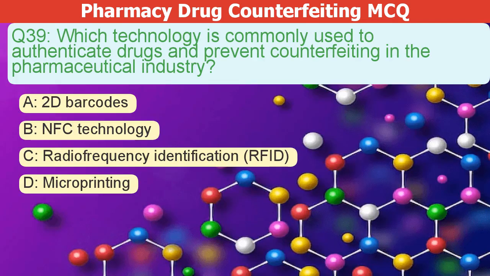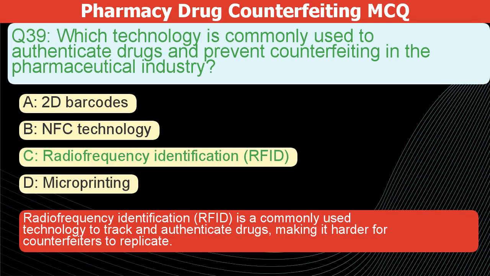Which technology is commonly used to authenticate drugs and prevent counterfeiting in the pharmaceutical industry? A. 2D barcodes. B. NFC technology. C. Radiofrequency identification, or RFID. D. Microprinting. The correct answer is C. Radiofrequency identification, or RFID, is a commonly used technology to track and authenticate drugs, making it harder for counterfeiters to replicate.